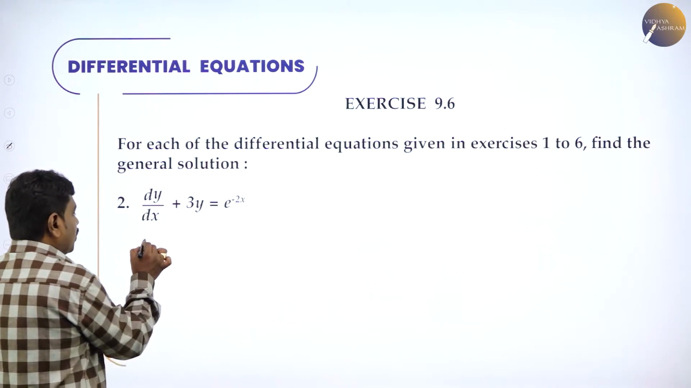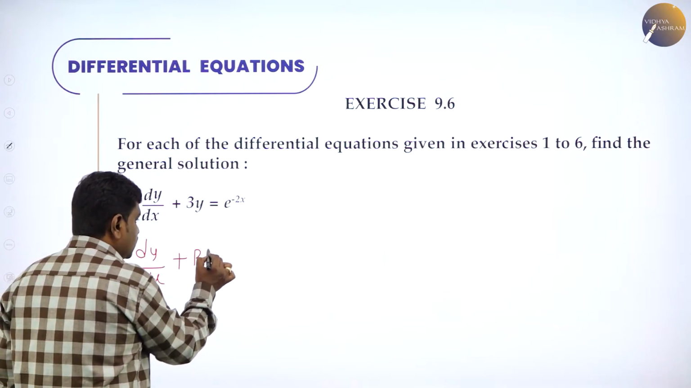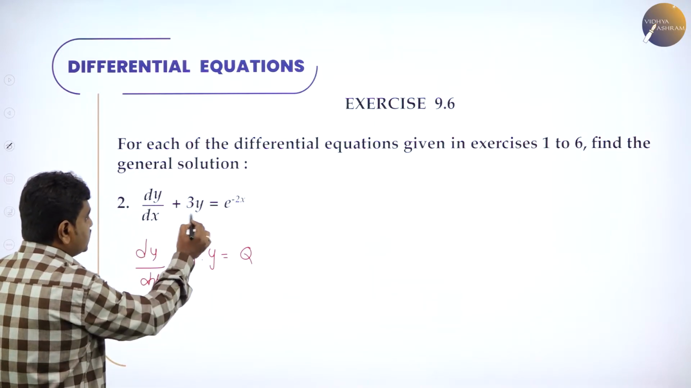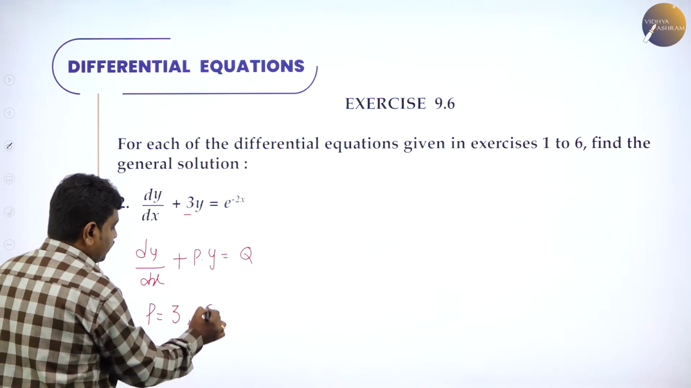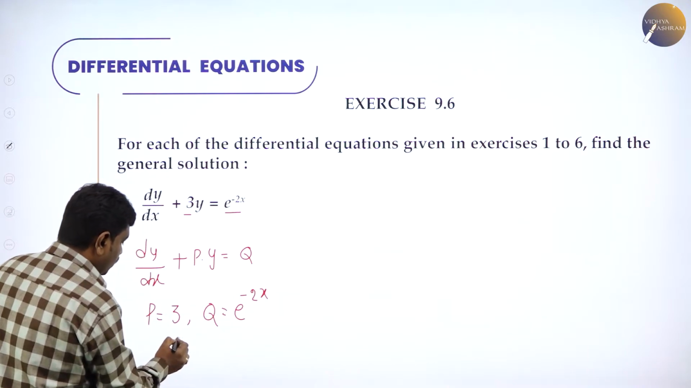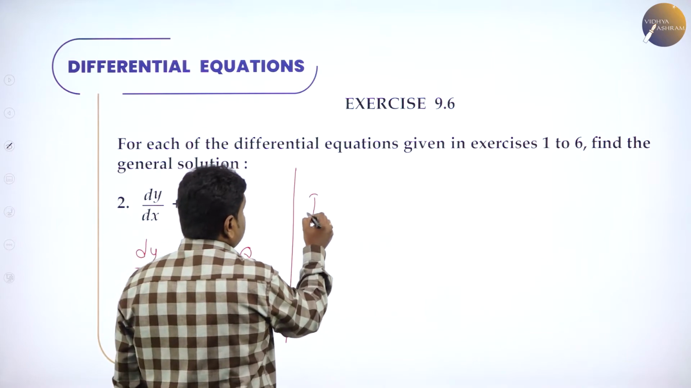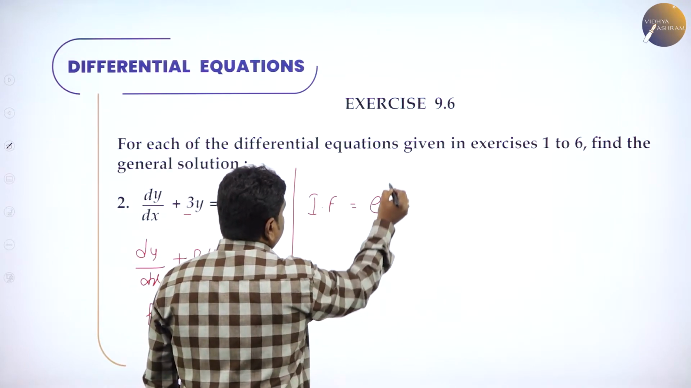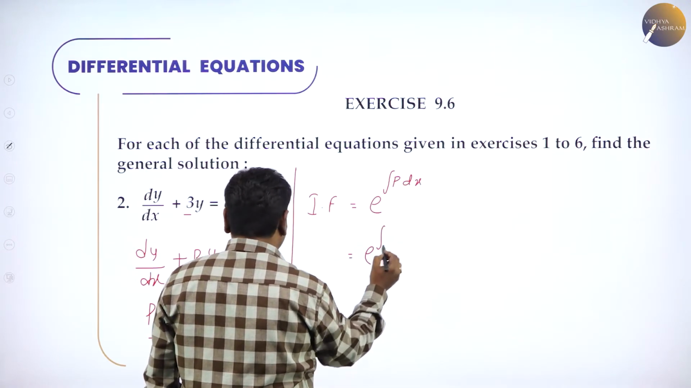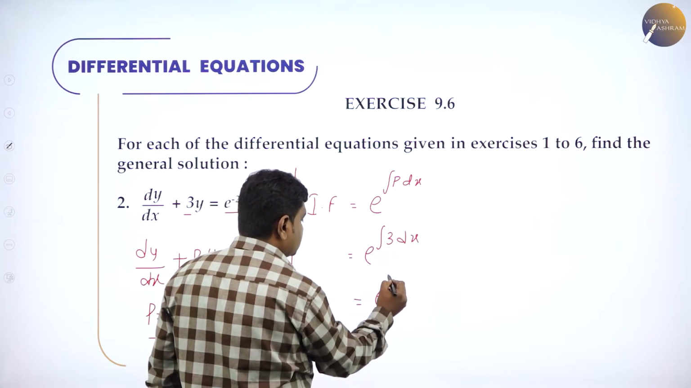Next, again the problem 2 is also in the form dy by dx plus Py is equal to Q. By method of comparison, what is P? P is 3. And by method of comparison, what is Q? e^(minus 2x). Now you got P value, you got Q value. So now find integrating factor, IF. What is integrating factor? e^(integration of P dx), that is e^(integration of 3 dx). So integration of 3 dx is 3x, giving e^3x.